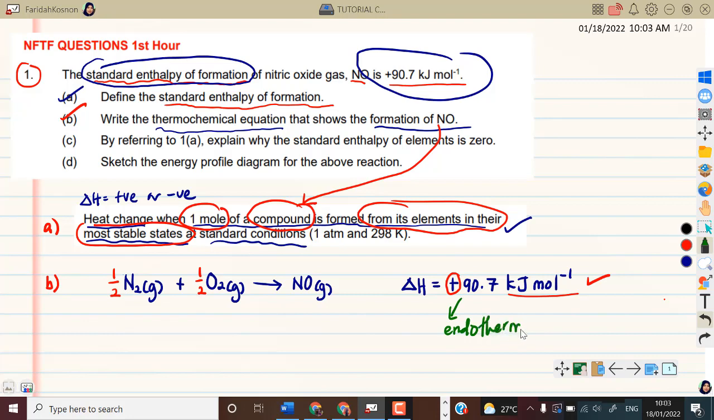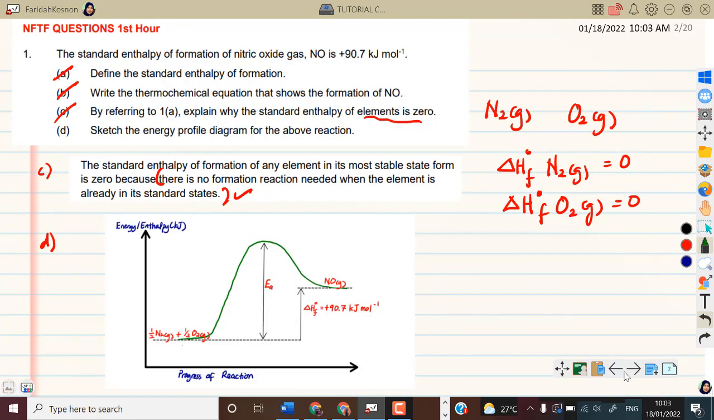Endothermic reaction. So, jadi kalau dia endothermic reaction, bila kita nak lukiskan energy profile diagram, mesti betul. Jadi, you kena lukis macam ni lah. Ini adalah gambar aja energy profile tu. Maksudnya, you kena tengok y-axis must be labeled with energy or enthalpy with its unit. Okay, kilojoule. Okay, and for x-axis, label as progress of reaction.